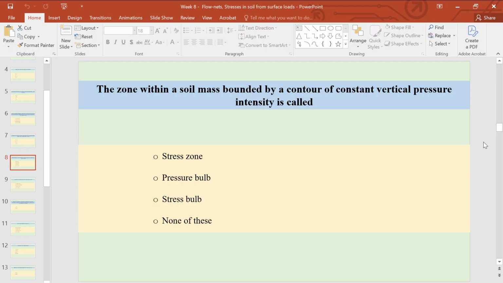I repeat the question. The zone within a soil mass bounded by a contour of constant vertical pressure intensity is called. Your options are stress zone, pressure bulb, stress bulb, or none of these. Next question.